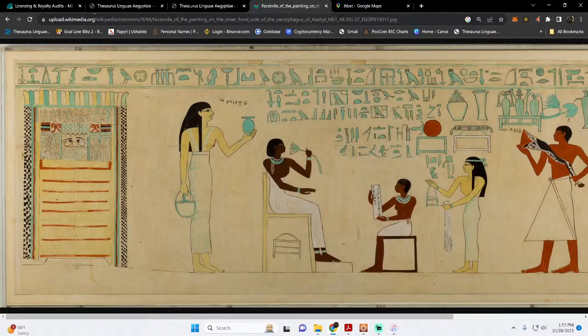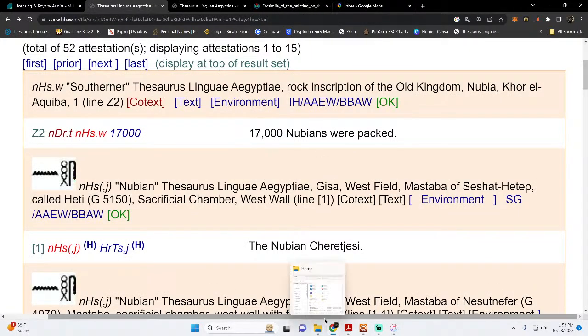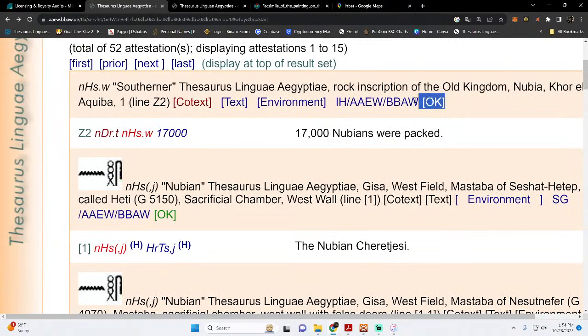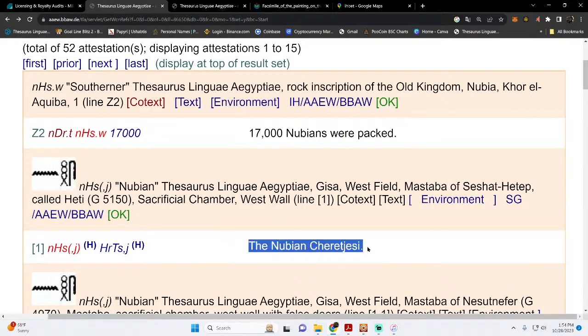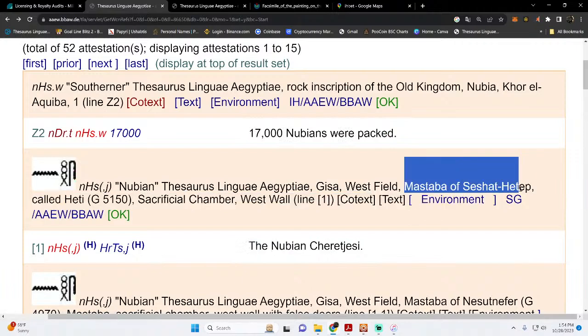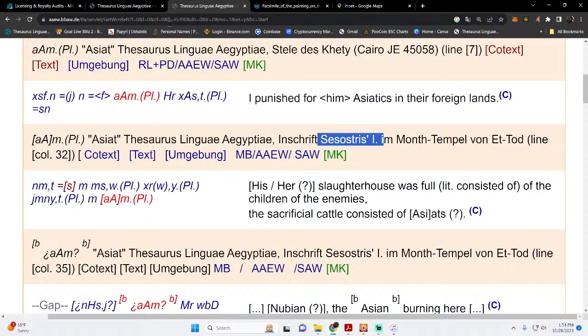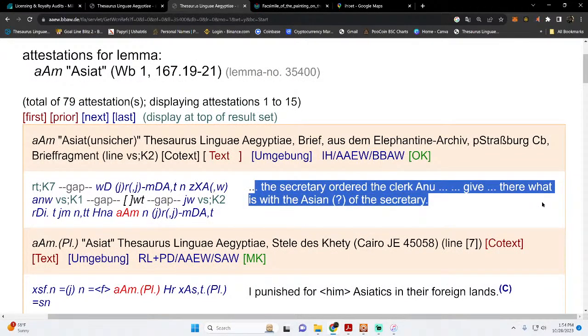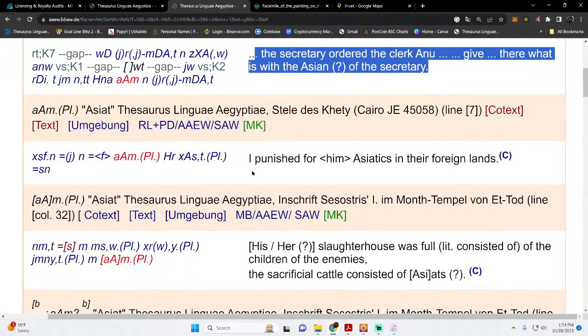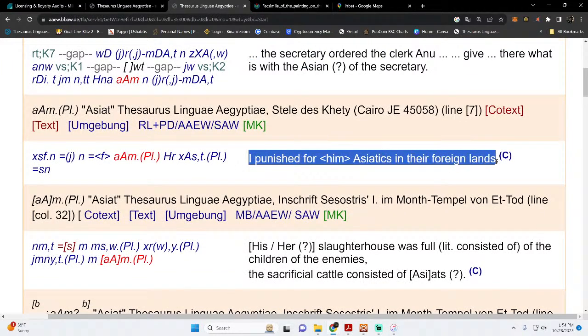So now, I showed us in the Old Kingdom the first attestation in this TLA. We could probably find it. The old one is of 1700 Southerners, Nubians, captured or seized. Next, we find them in the royal context, written into a mastaba of Shoshetep in the Old Kingdom. When we went to Asiatics, we found one in a non-royal context having to give up whatever they had on them to the secretary in the Old Kingdom. And in the next context, someone is punishing these Asiatics in the foreign land.